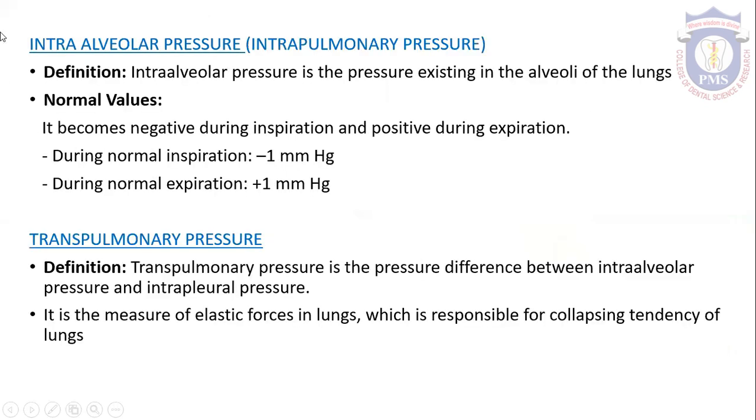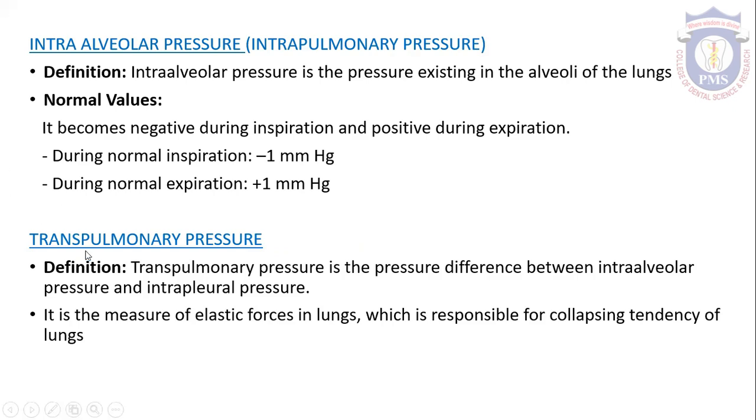Now, the next pressure is intraalveolar pressure. The name itself suggests it is a pressure that is located inside the alveoli. So it becomes negative during inspiration and positive during expiration. That is, during normal inspiration, it is -1 millimeter mercury, and during normal expiration, it will be +1 millimeter mercury.